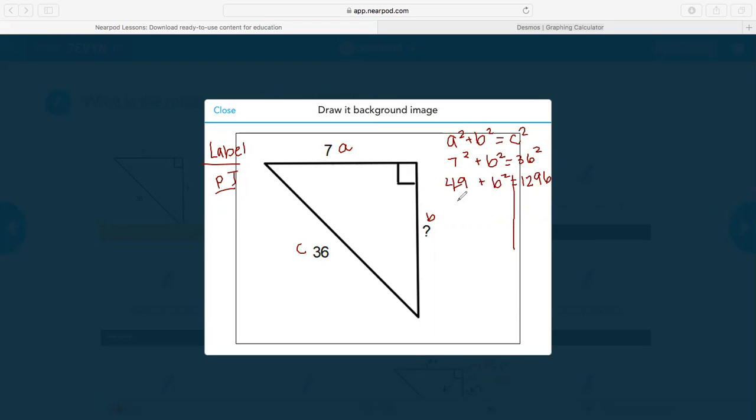From here, I'm going to subtract my leg from both sides because I want to solve for B, so I have to get rid of this 49. That gives me B squared equals 1,247. And I know I'm not done yet because it says B squared equals 1,247. So I would need to square root both sides.